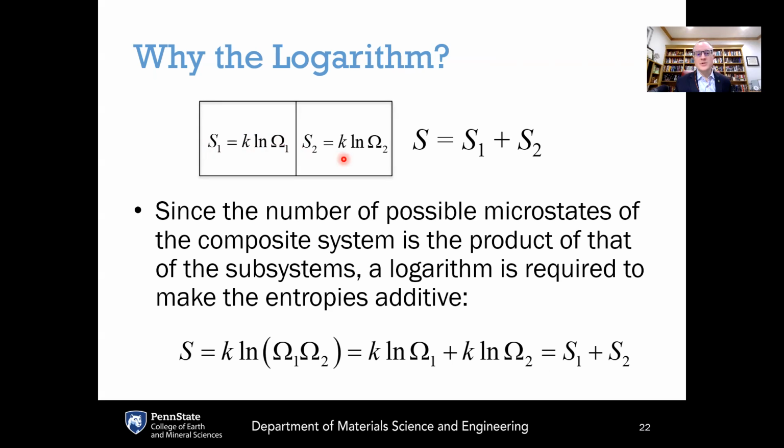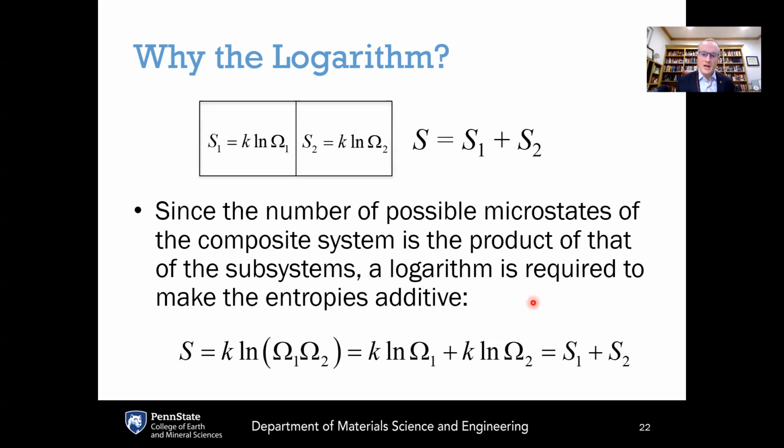Likewise, the entropy of subsystem 2, S2, equals Boltzmann's constant times the logarithm of omega 2, the number of microstates in subsystem 2. Now we know, given that entropy is an extensive quantity, that the entropy of the total composite system is equal to S1, the entropy of subsystem 1, plus S2, the entropy of subsystem 2. Now, how do we make that work from a mathematical point of view?